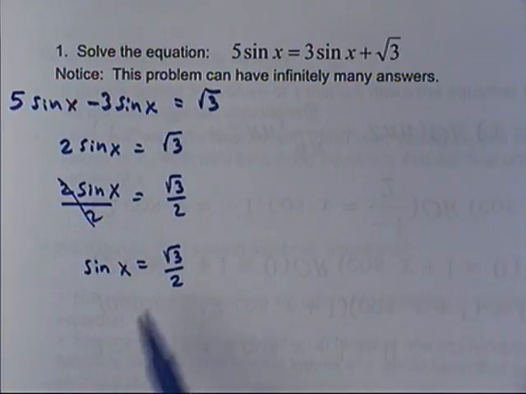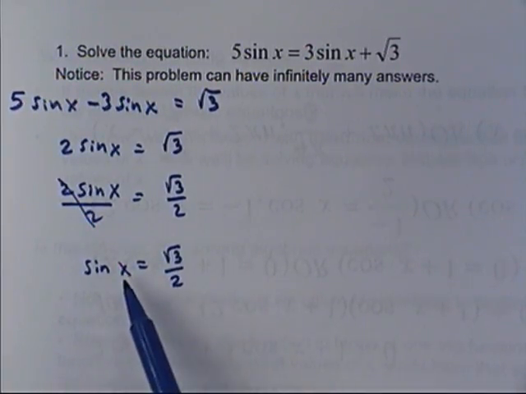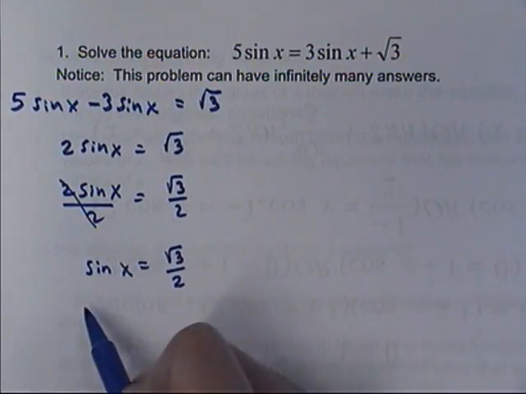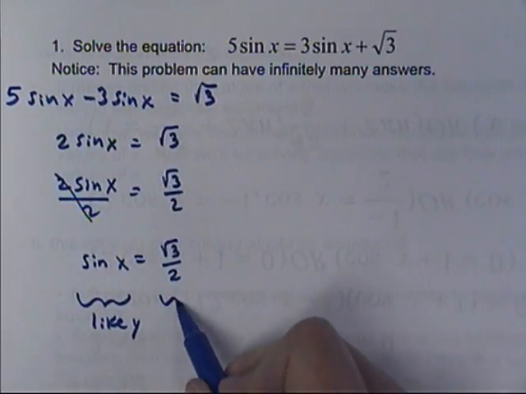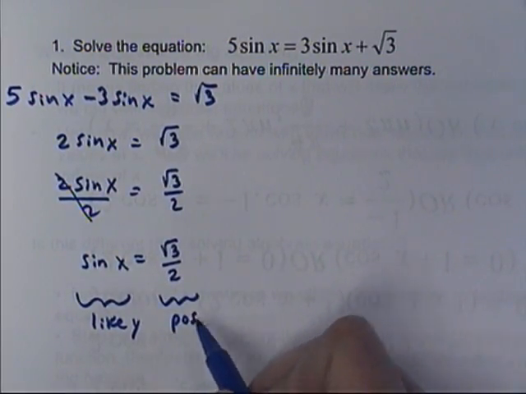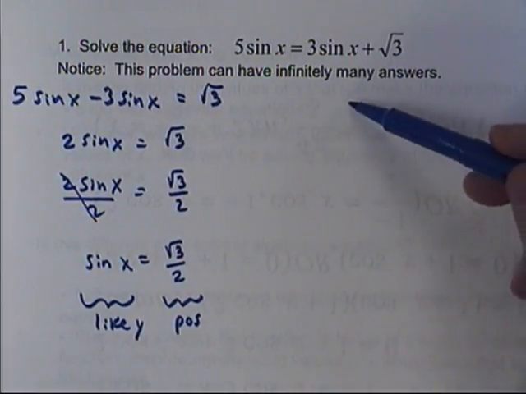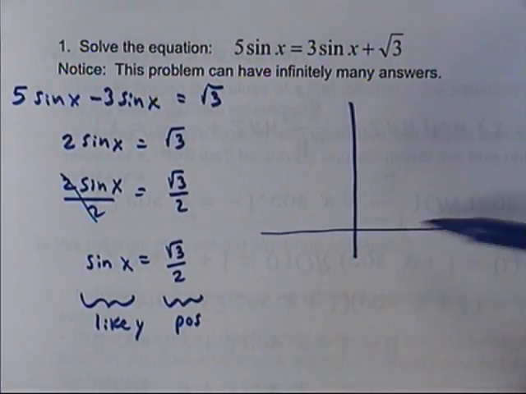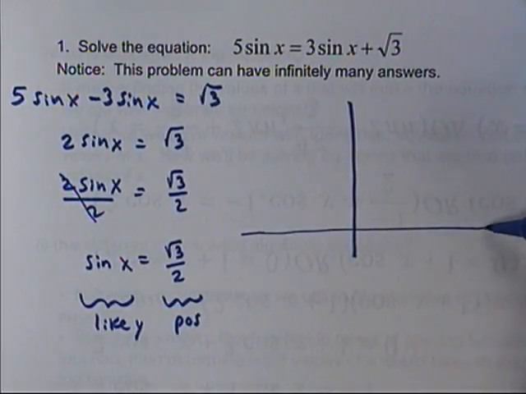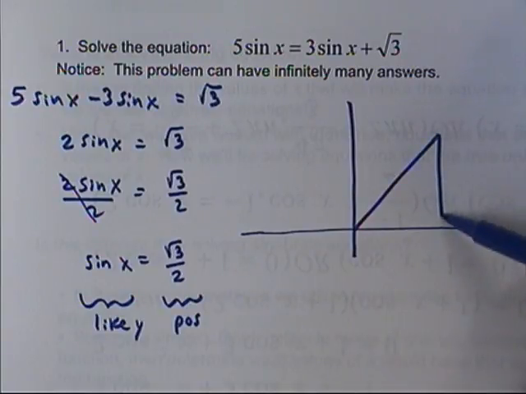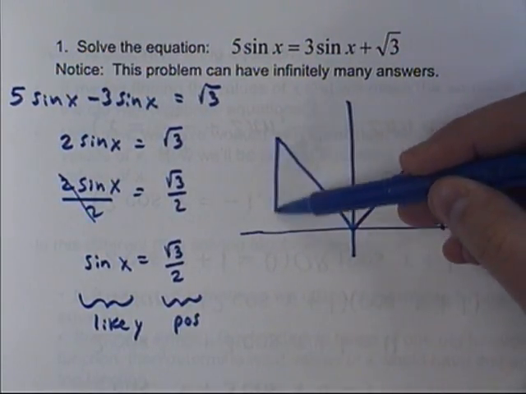So it turns out there are actually 2 answers that give you a positive value of square root of 3 over 2 for sine. Remember, sine is like your y value. And since it's positive, think about what quadrants you'd be in if y were positive. Well, y is positive when you're above the x-axis, so we'd be positive in quadrant 1 over here, and also in quadrant 2, y would be positive.